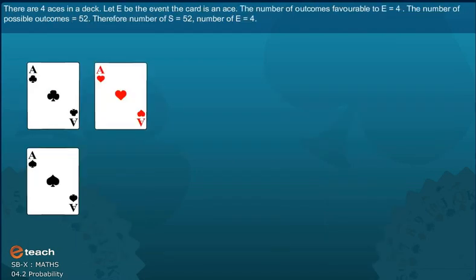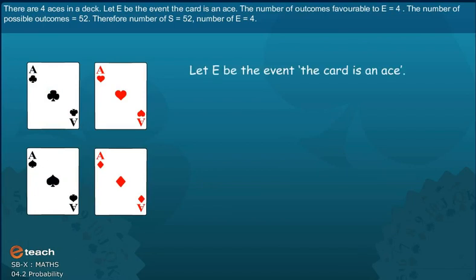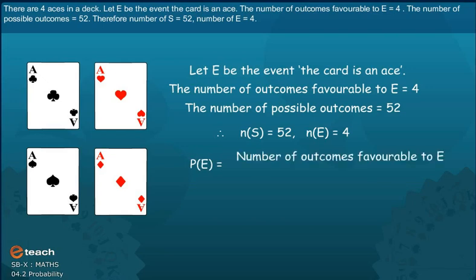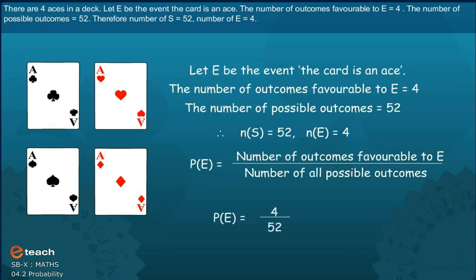There are 4 aces in the deck. Let E be the event the card is an ace. The number of outcomes favorable to E is equal to 4. The number of possible outcomes is equal to 52. Therefore, n(S) is equal to 52. n(E) is equal to 4. P(E) is equal to number of outcomes favorable to E upon number of all possible outcomes. So, P(E) is equal to 4 upon 52. Therefore, 1 upon 13.